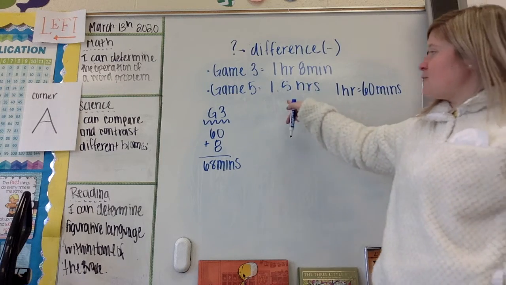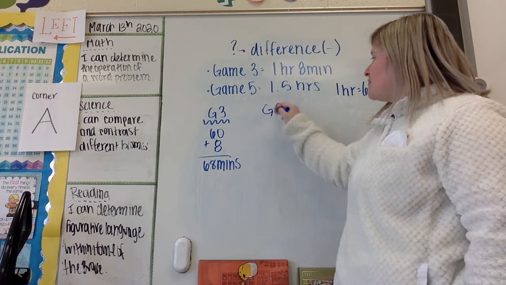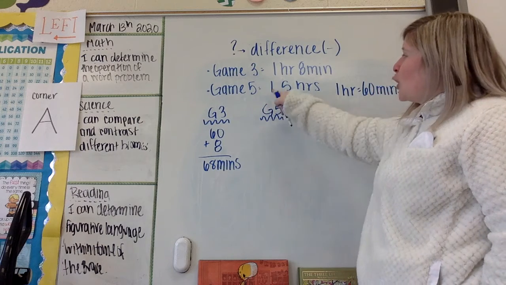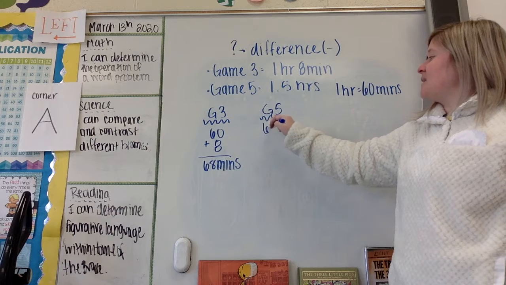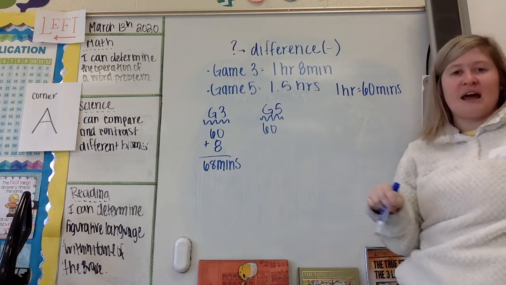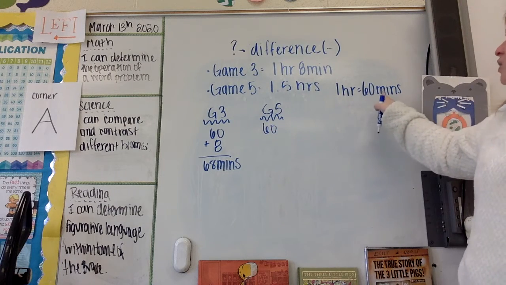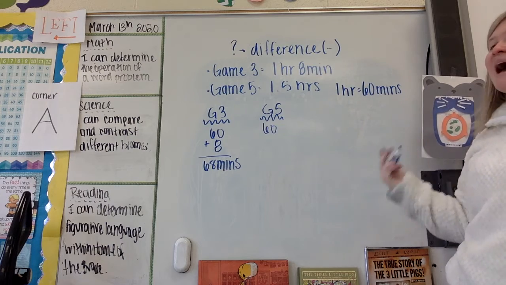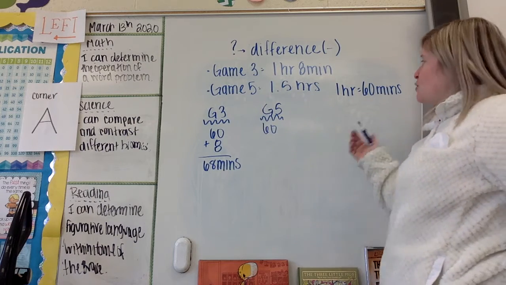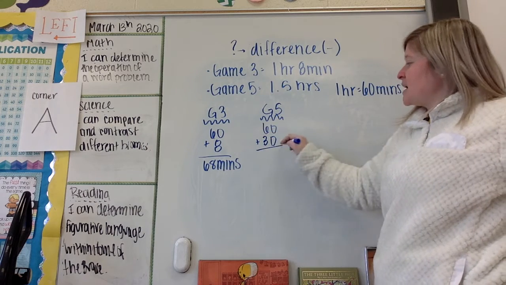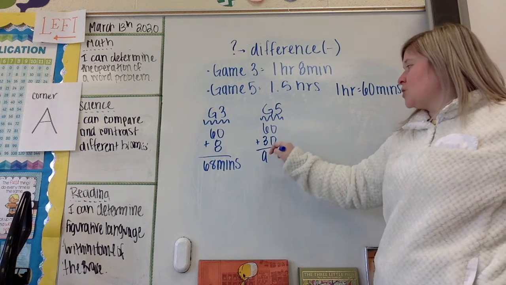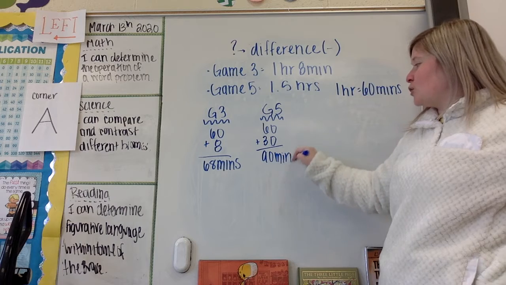We're going to do the same thing for game 5. So I'm going to put G5 for game 5. Well, I know 1 hour is equal to 60 minutes, but then half an hour. Well, if 1 hour is 60, what would half of 60 be? So 60 divided by 2 would be 30 minutes. 60 plus 30 equals 90 minutes total.